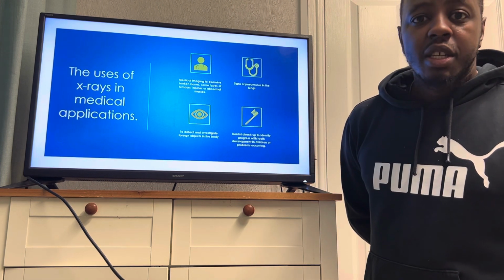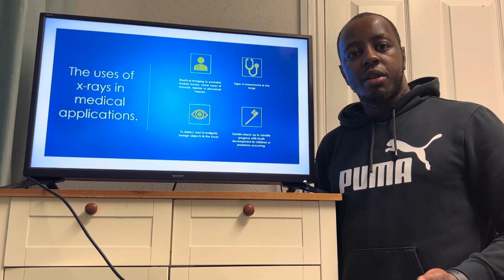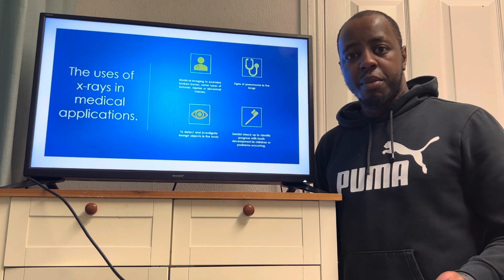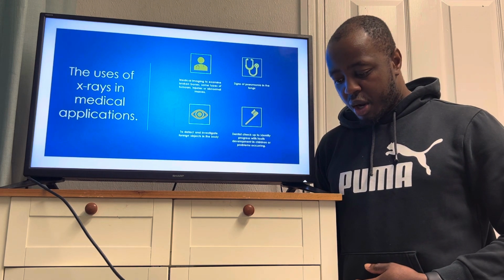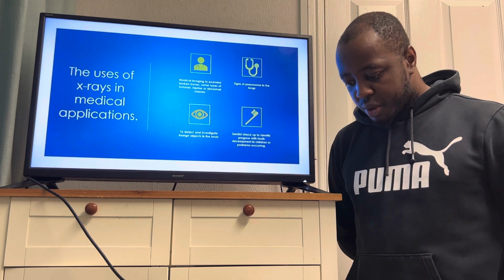Dentists use it to check development of teeth in children. Also in adults, it can be used to check on any problems with the teeth.